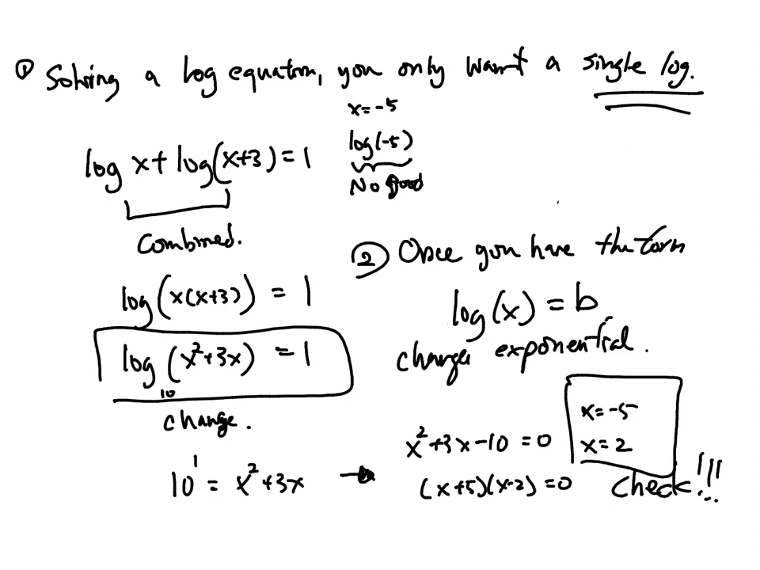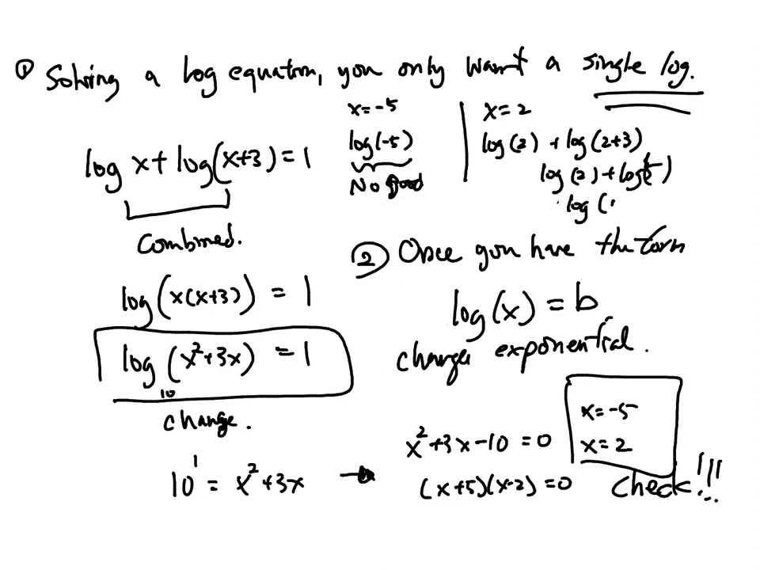Now check with x equal to 2. You get a log of 2 plus log of 2 plus 3, which is log of 2 plus log of 5. And remember, when you have log of something plus log of something, you multiply the inside. So this is log of 10. And if you punch in the calculator, or you can do this by hand, log base 10 of 10 is 1, the exponent.